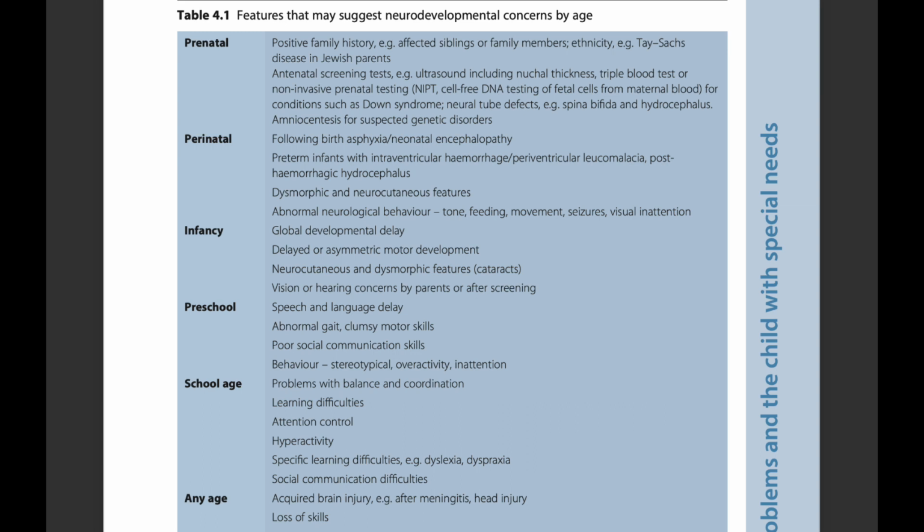In this table, features that may suggest neurodevelopmental concerns by age: prenatal, positive family history, for example, affected siblings or family members; ethnicity, for example, Tay-Sachs disease in Jewish parents; antenatal screening tests, for example, ultrasound including nuchal thickness, triple blood test, or non-invasive prenatal testing, that is NIPT; cell-free DNA testing of fetal cells from maternal blood for conditions such as Down syndrome; neural tube defects, for example, spina bifida and hydrocephalus; amniocentesis for suspected genetic disorders.